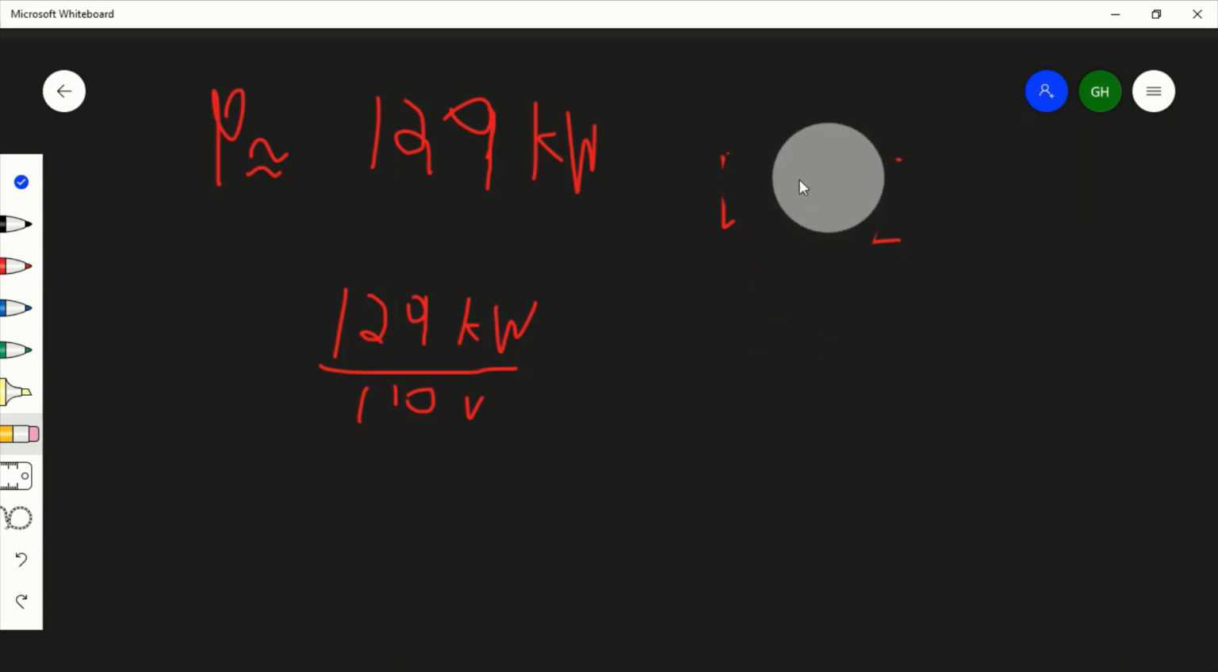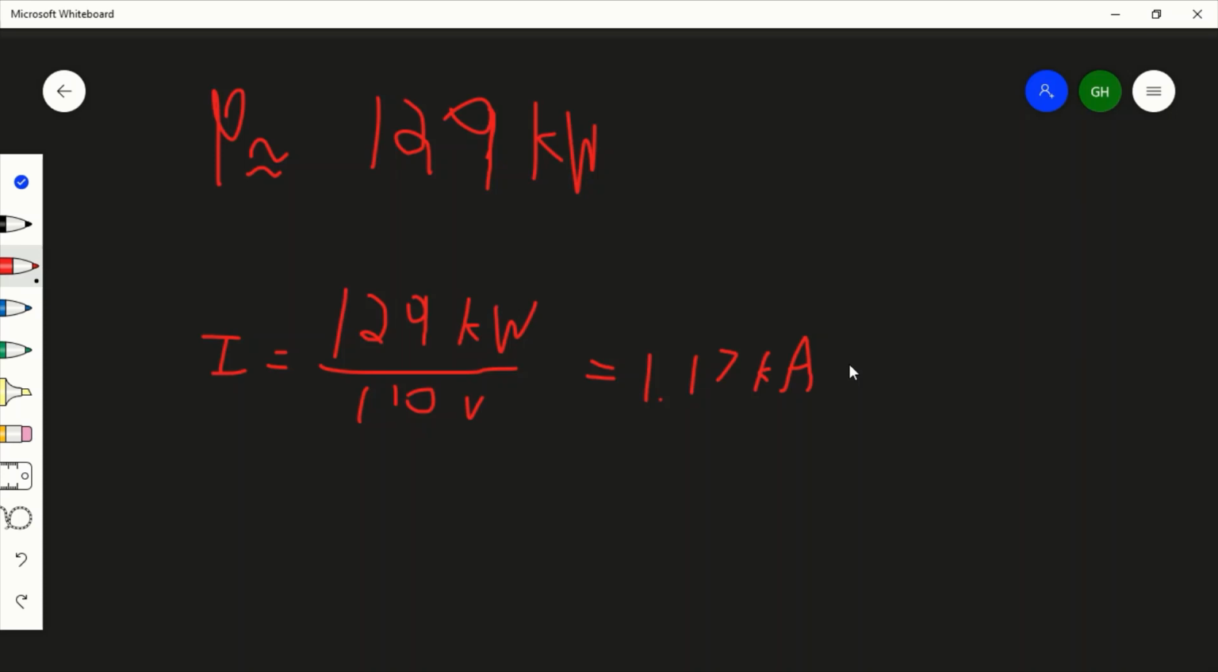And since we know that, we can do this math here. We'll say I equals 1.17 kiloamperes of current. Now that will be enough to burn you to a crisp. So I recommend you do not touch the nice shiny wire.